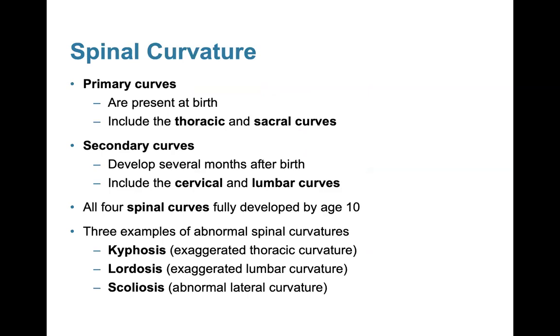Three examples of abnormal spinal curvatures are kyphosis, which is an exaggerated thoracic curvature, lordosis, which is an exaggerated lumbar curvature, and scoliosis, which is an abnormal lateral curve, so you're turning to one side or the other. Kyphosis is hunchback, and lordosis is swayback.